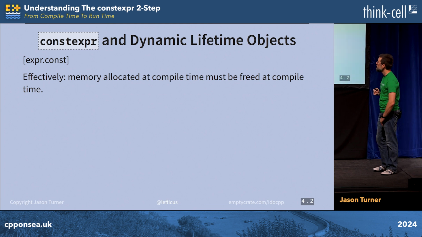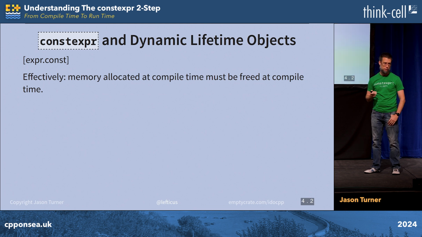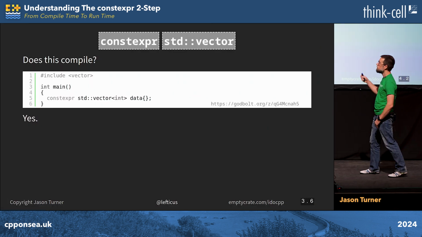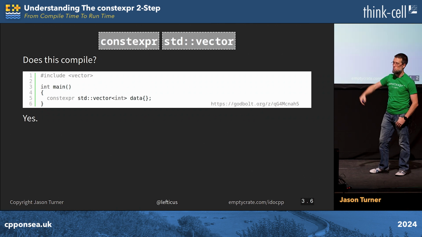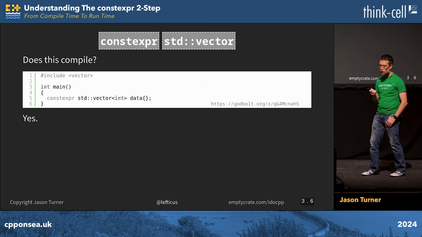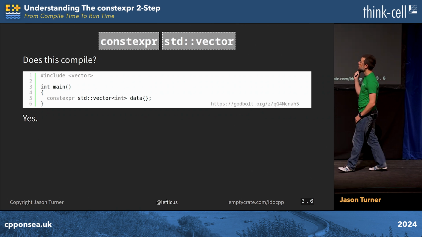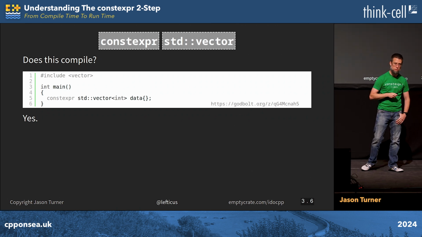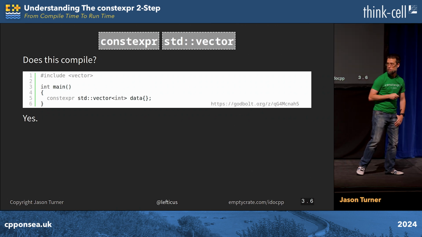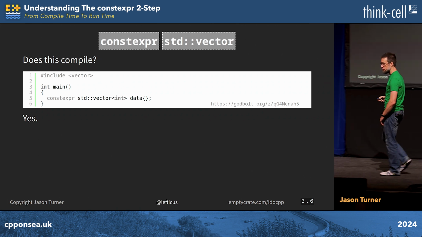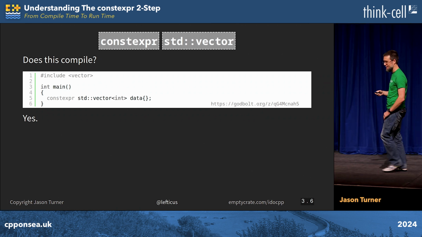Effectively, memory allocated at compile time must be freed at compile time. This is effectively the rule. I considered quoting the standard from here, but it was too much effort. So if we go back to this, have I allocated any memory? Not necessarily. In a good implementation of vector, have I allocated any memory?